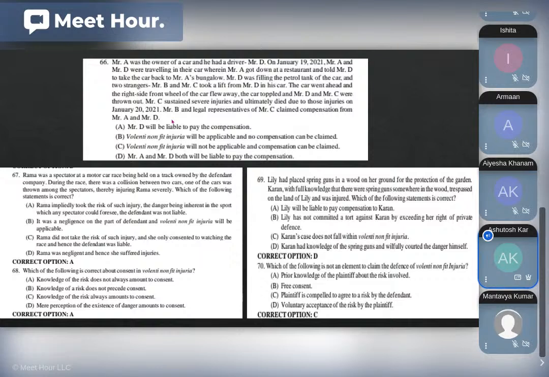67 says Rama was a spectator at a motor car race. ट्रैक में चल रहा था जो डिफेंडेंट कंपनी जिसके अगेंस्ट केस फाइल किया गया है.